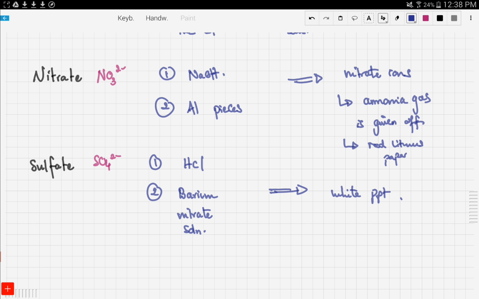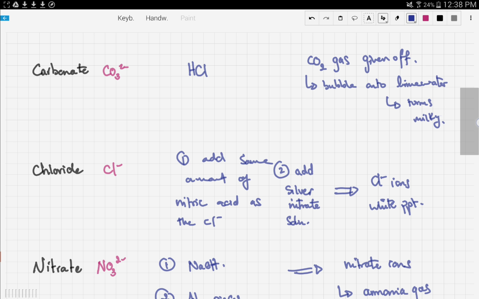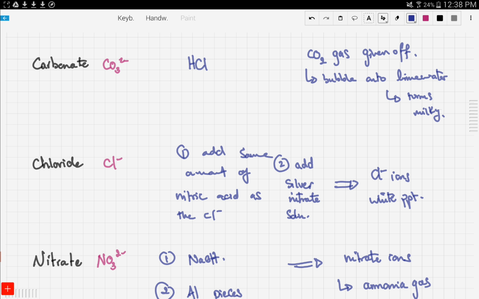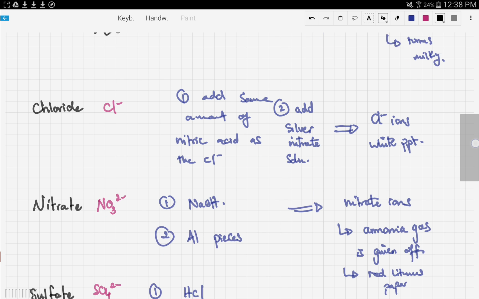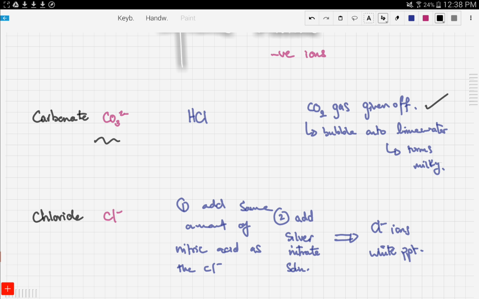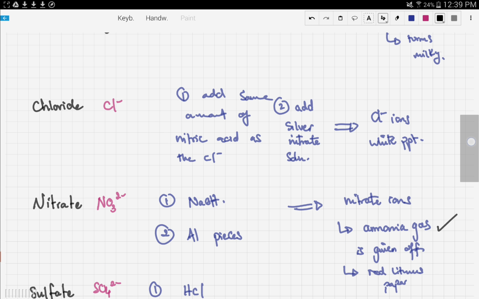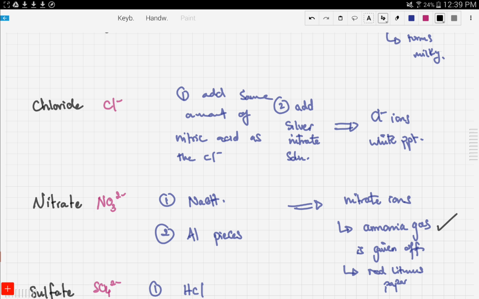So let's recap and let's make this easier to memorize. We talked about 4 different anions, and let's see how to make this easier. Both the carbonate forms a gas, which is CO2, and also the nitrate forms a gas, which is ammonia. And in order to test for the carbon dioxide gas, we use lime water, and in order to test for the ammonia, we use red litmus paper. So that's that for carbonate and nitrate. Both of them, there is a gas evolving.